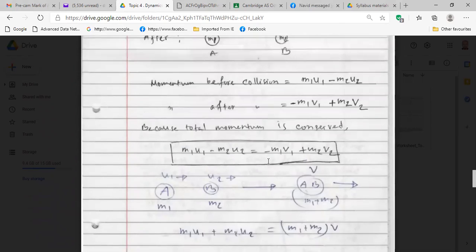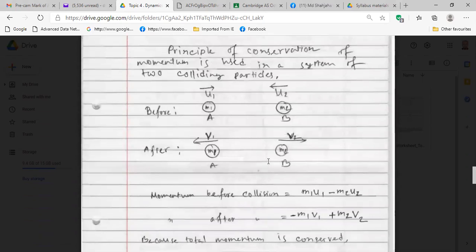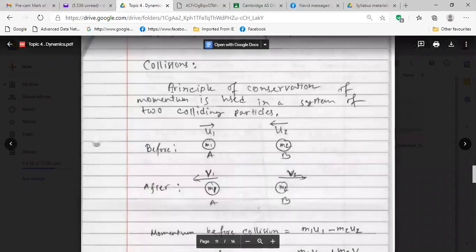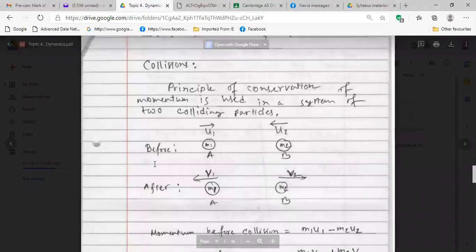So please write from here the heading: application of principle of conservation of momentum. Then write this. We are having here before, after. Then this equation you write.